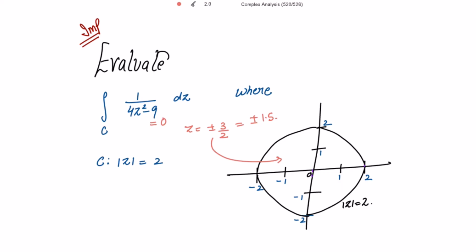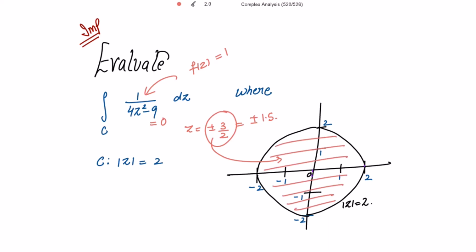So we need to apply Cauchy's integral formula for both these points, right? What is our f(z)? Take your f(z) to be equal to the numerator. f(z) is 1. And this function f(z) is analytic inside and on this circle |z| = 2, except the points ±3/2, right?